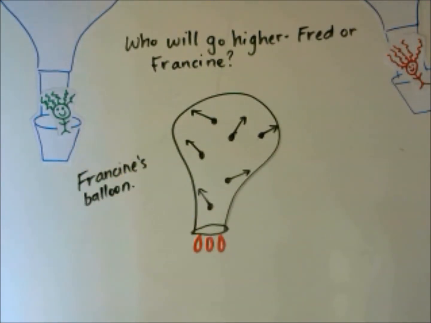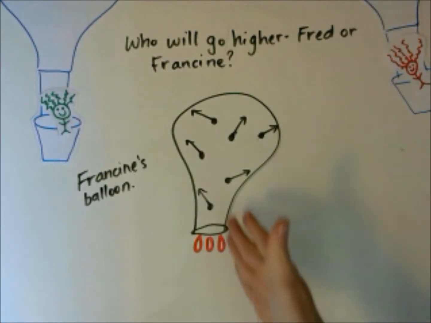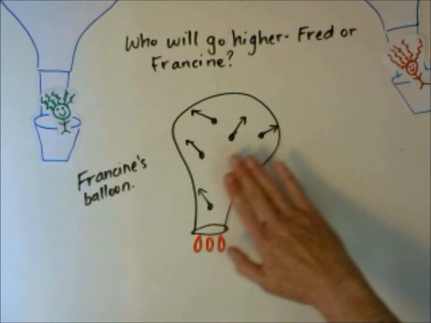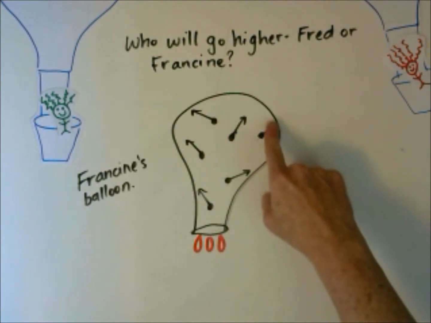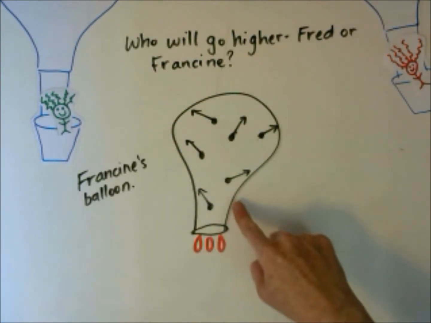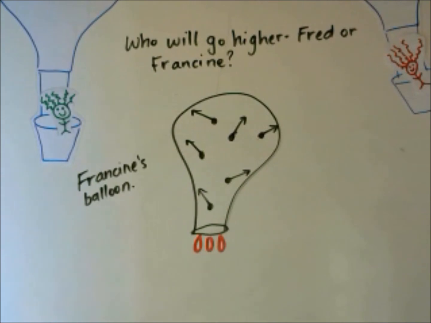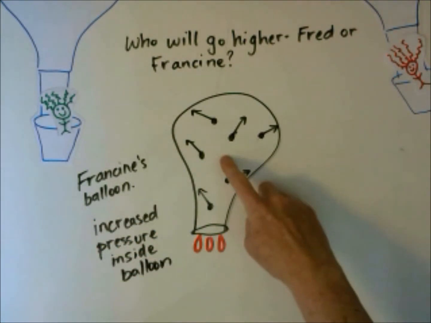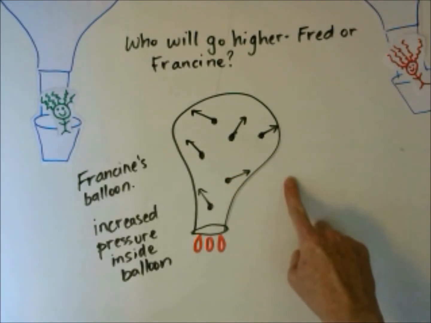She has enough propane to take off. So she's increased the thermal energy of the balloon. The particles move more quickly. It actually is going to create more collisions with the edge of the balloon. More collisions means increased pressure inside the balloon compared to the air outside of the balloon.